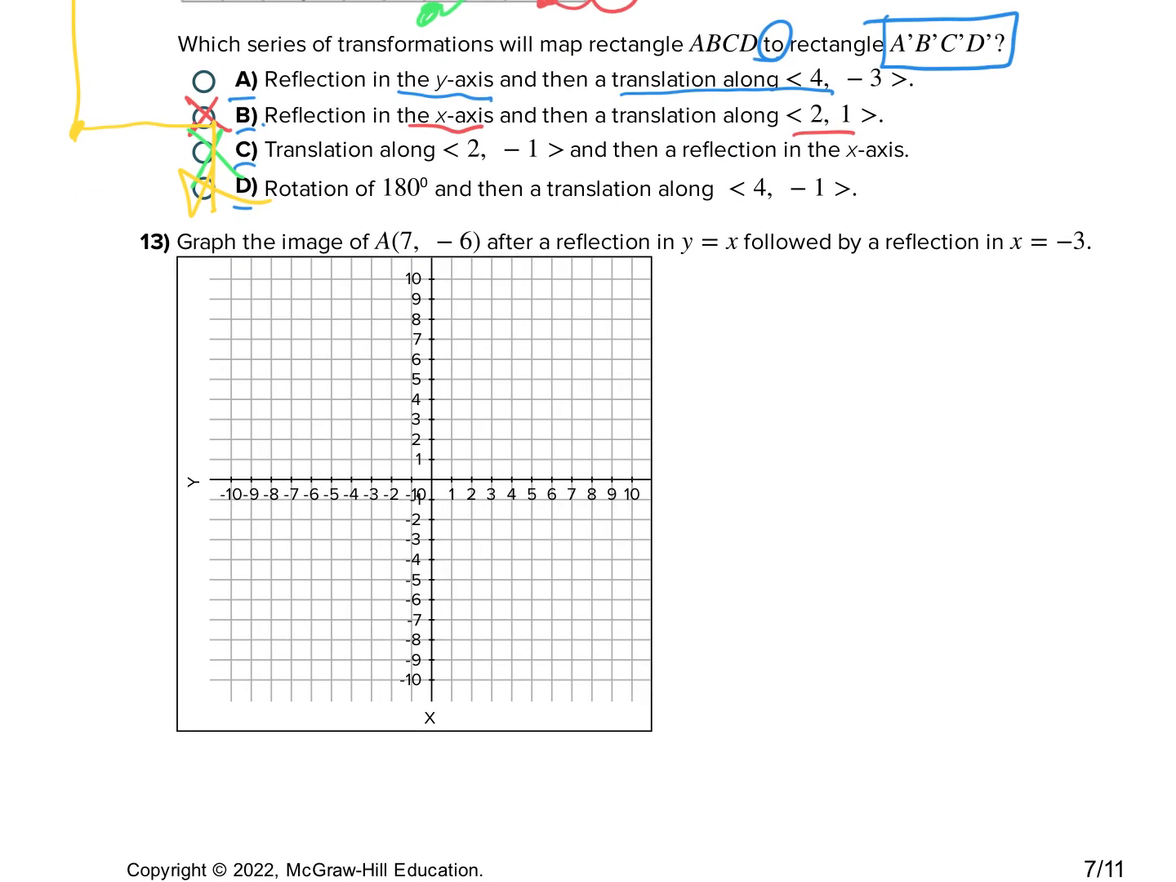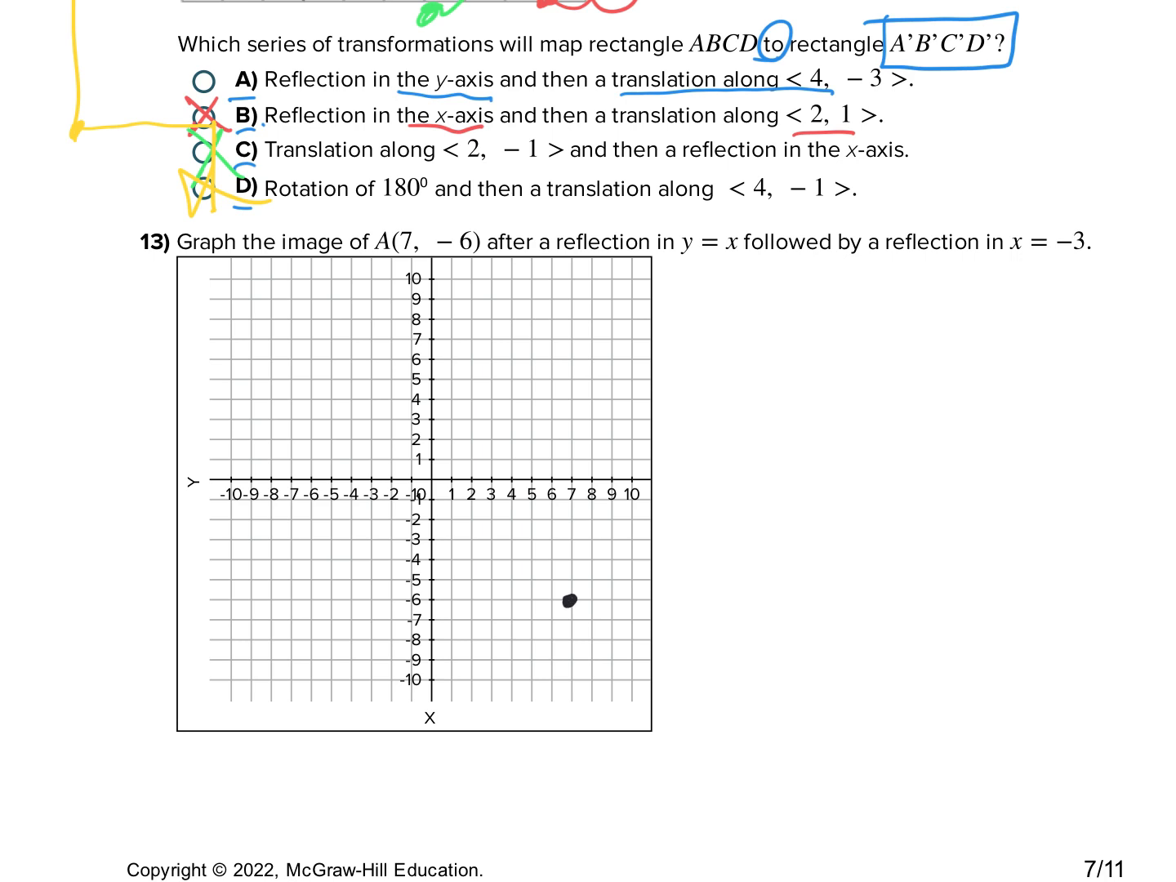Okay, so 13. Okay, so the image of A, which is 7, negative 6, after a reflection over y equals x, followed by a reflection over x equals negative 3. Okay. So let me first plot 7, negative 6. Okay, so it's going to be here.